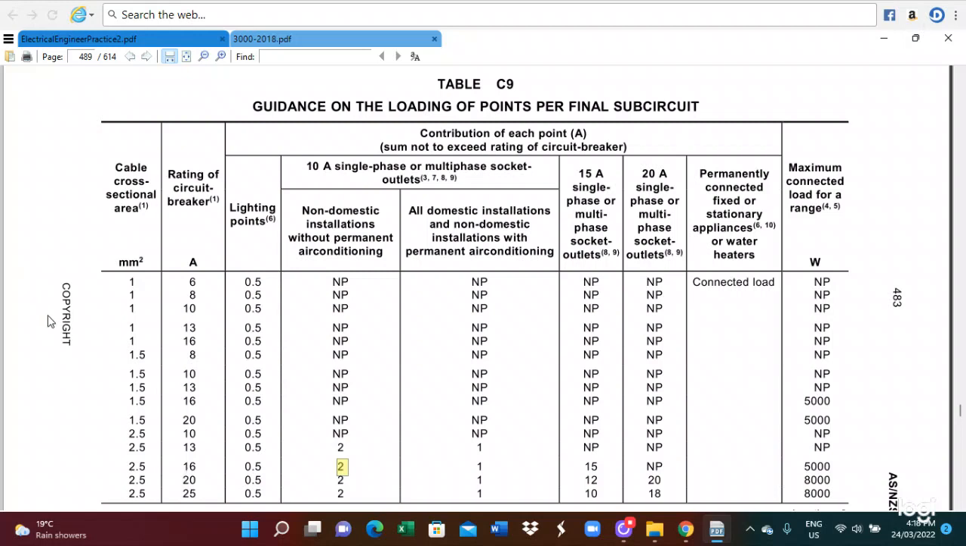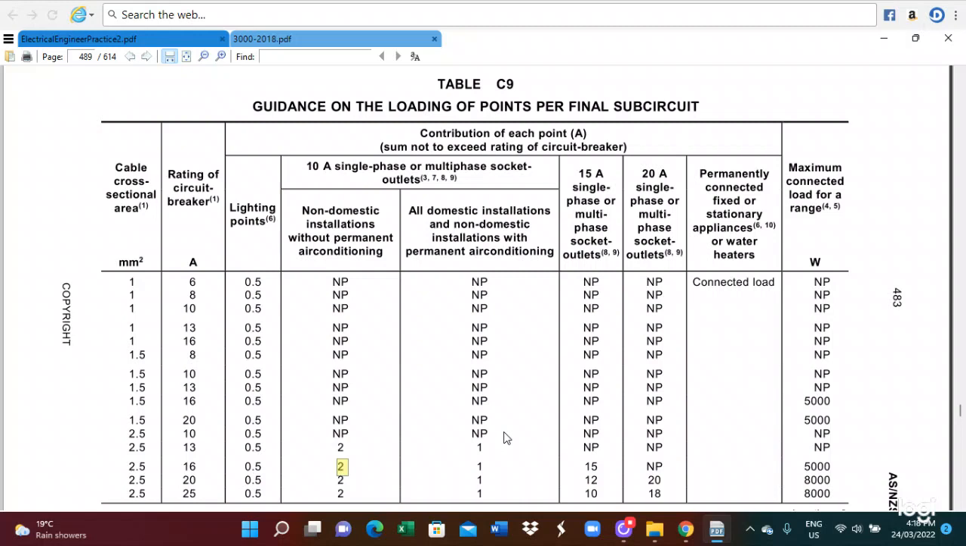In this case, if you use a lighting point, each lighting point is drawing the 0.5 ampere. So then how many lighting points you can install? So 16 divided by 0.5, you got 32 points. But if the installation has permanent air conditioning, it will draw the 1 ampere per point. So for the 16 ampere, 16 divided by 1, you can install the 16 points.